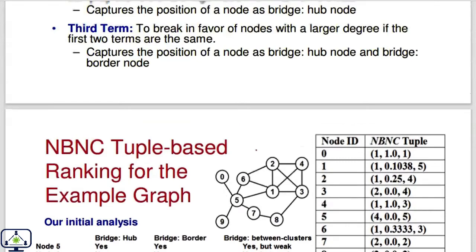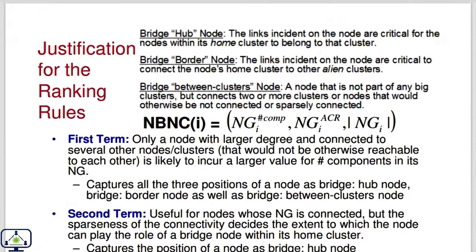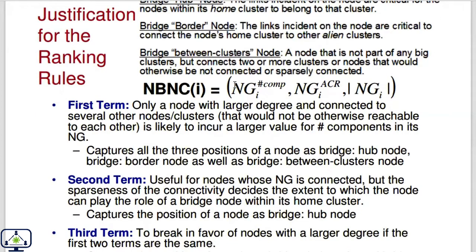Again, if you go back to the definition and those three roles I mentioned earlier, the bridge nodes can be like a hub node, border node, between-clusters node, or more than one of these roles. So the first entry, which is the number of components in the neighborhood graph, captures all these three positions of a node as a bridge node, because it brings together its neighbors within the cluster if they are sparsely connected otherwise. In that way, it functions as a hub node.